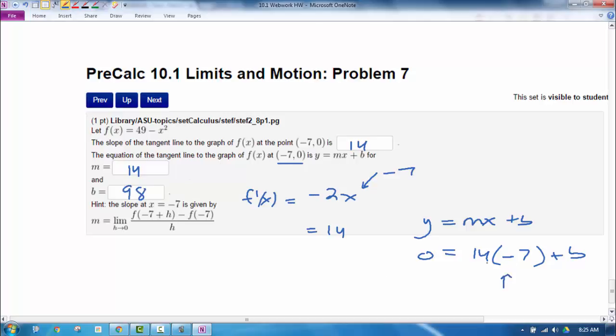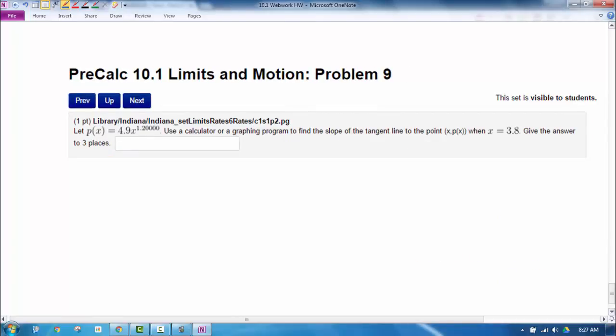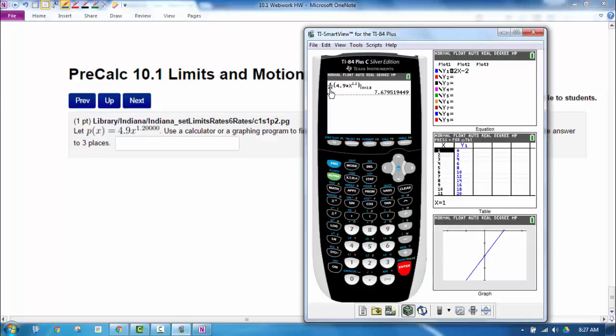Okay, the next problem says let P equal 4.9 times x to the 1.2. Use a graphing calculator program to find the slope of the tangent line at 3.8. So if we're going to do that, we type in alpha window and use function derivative, which is 3, and just go ahead and fill it out, just like I did here. 4.9 times x to the 1.2, and then 3.8 goes in for x, and you'll get 7.6795 for me. So I'll keep quite a few decimal places here.